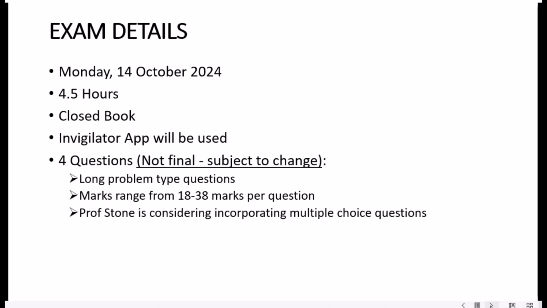But at this stage, as it stands, it's 4 questions, longer type questions, problem type questions, which you will have to answer with supporting sections from the Constitution as well as your case law. So at this stage, that is what we know.